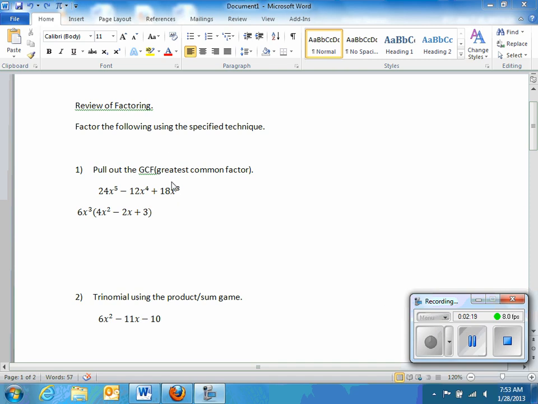Finally, looking at the last term, 18 divided by 6 is 3. x to the third divided by x to the third is 1, which means that you'll be left with no x's. So again, 18x to the third, you take away 6x to the third, that leaves you with a 3. So we're done. We have factored this polynomial into these 2 factors. 6x to the third is the first factor. 4x squared minus 2x plus 3 is the other factor. If you multiply these 2 together, you'll end up with this again if you want to check it. So there, we've just factored using pulling out the GCF.